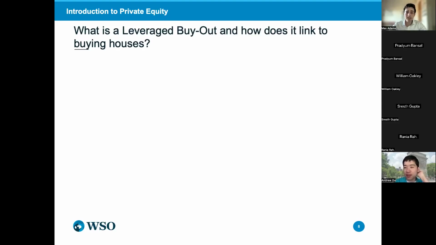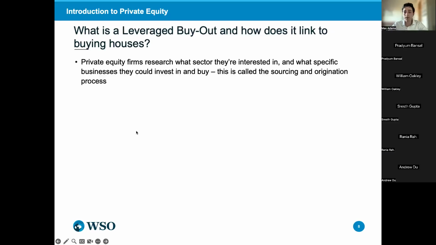But basically, the idea here is that similar to buying a house, a PE firm will often go and research a market that they're interested in investing in. They'll go to a bank and get leverage on that loan. They'll pay a down payment, an equity check. And then over time, they'll either live in the house and pay down the mortgage, or they'll rent it out and someone else will pay down the mortgage. And by the end of the process, they own a business. So that's in short what private equity is.